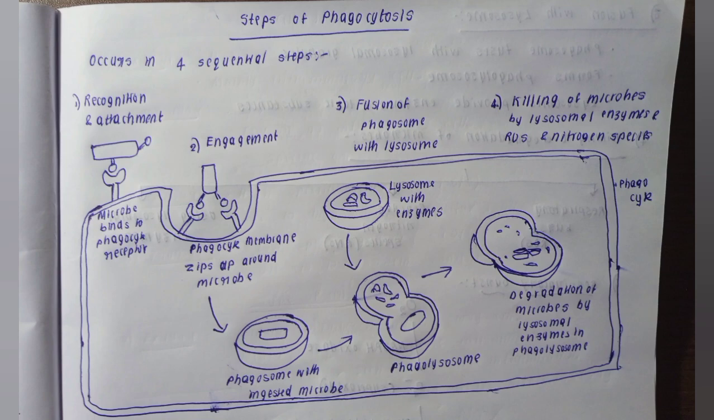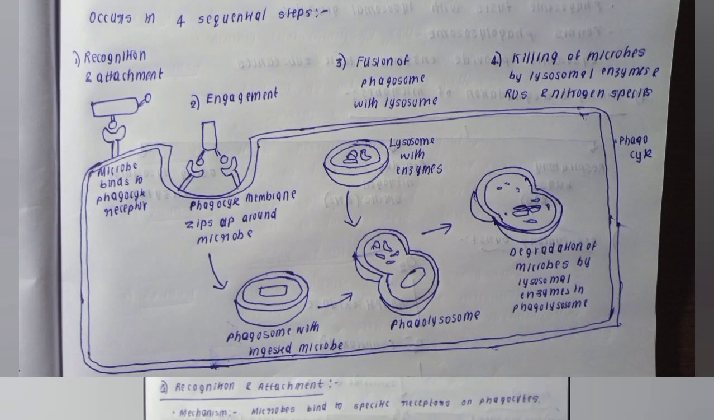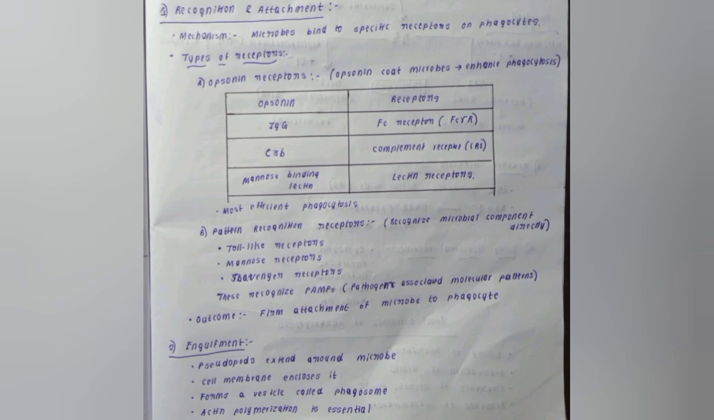So this is the third step, and the fourth step, it is killing of microbes by lysosomal enzymes and reactive oxygen species and reactive nitrogen species. That is nothing but the last step, that is degradation of microbes by lysosomal enzymes in phagolysosome. Now we are gonna see all these steps one by one. So coming to the first step, that is recognition and attachment. What is the mechanism? It's nothing but microbes bind to the specific receptors on phagocytes.